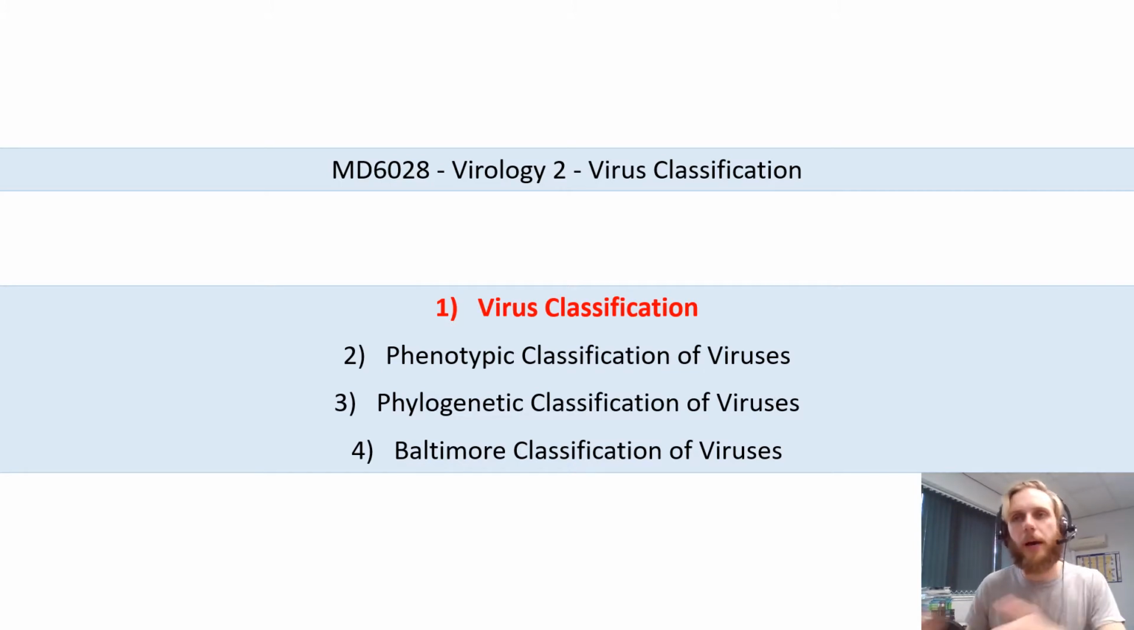We're not going to go into pathogenesis, so we're not going to go that far down the road. We're just going to look at the different groups that exist. So we're going to look at the different types of viruses we have, and then we're going to start to understand why different viruses are put into these different groups.